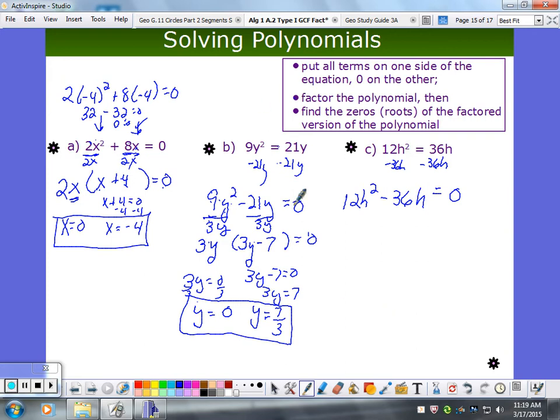Then it says factor it. 12 and 36. So h squared and h equals 0. Don't forget to carry down the equals 0.